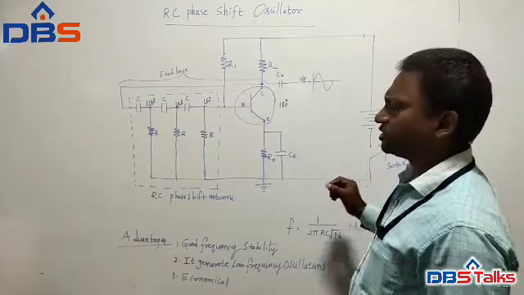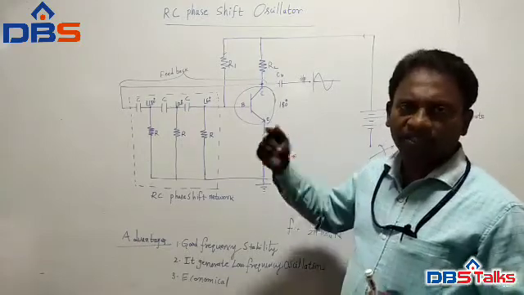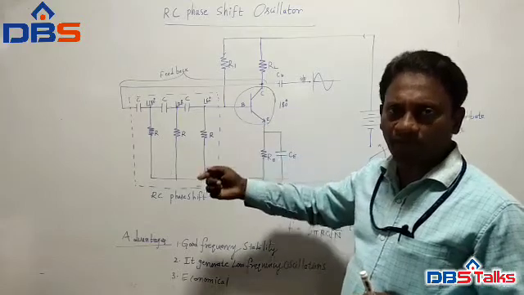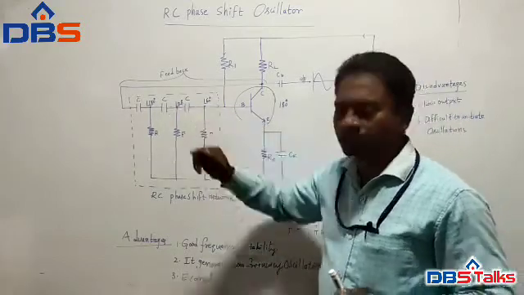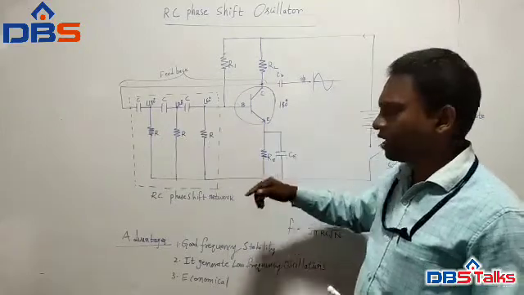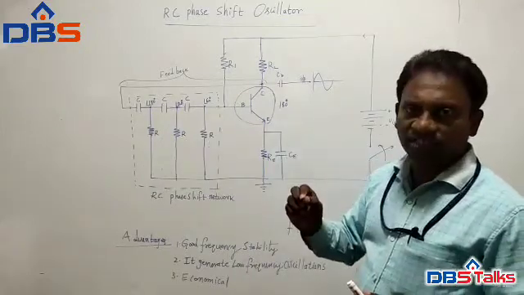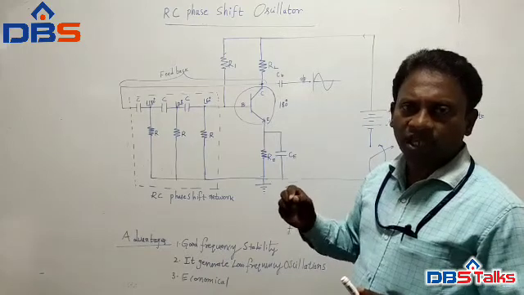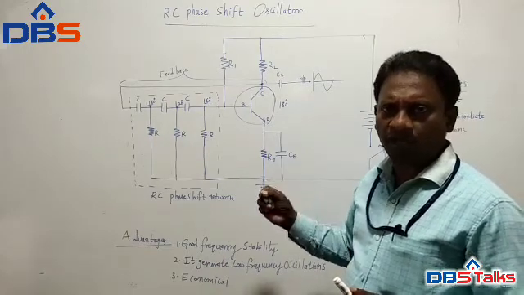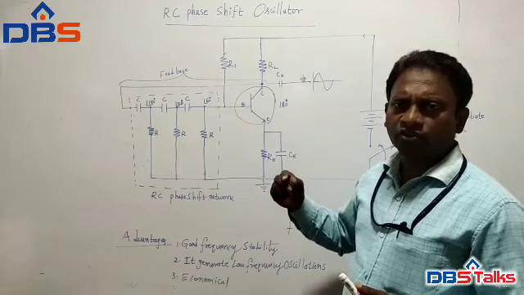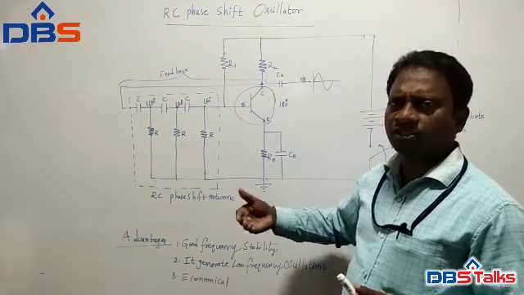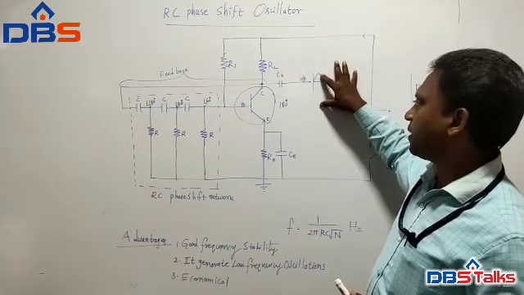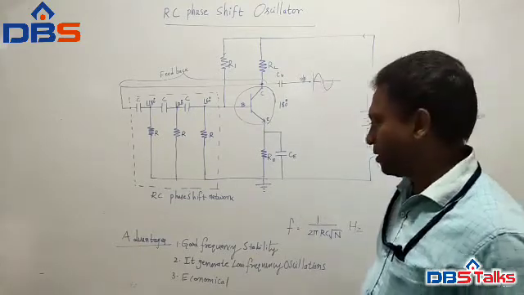So the basic operation is: when the switch is closed, the capacitor charges to its maximum value. Then, after reaching its maximum value, it discharges through the resistors, and this charging and discharging action in the oscillator initiates the oscillations. These oscillations are given to the amplifier, and the amplifier amplifies those oscillations, and you will get sustained oscillations in the output with a constant magnitude and frequency.